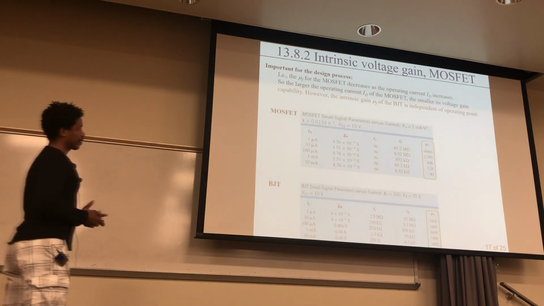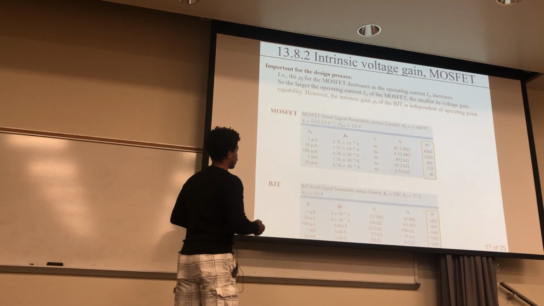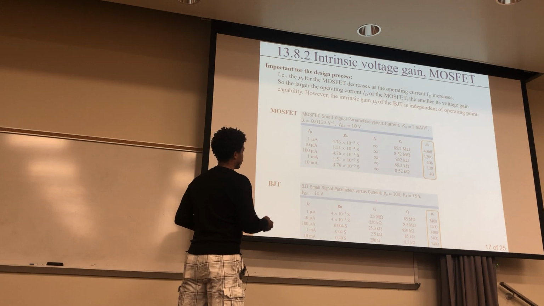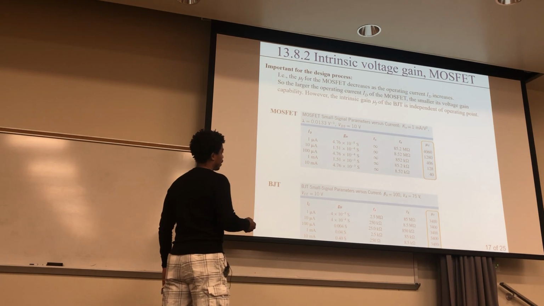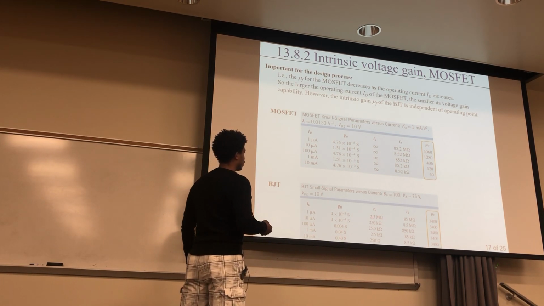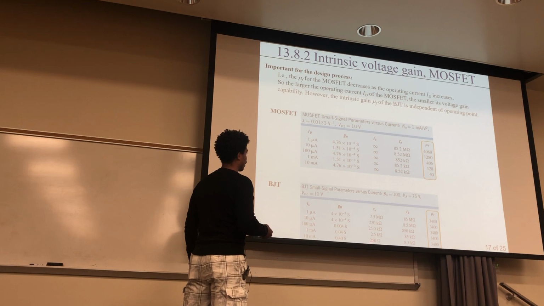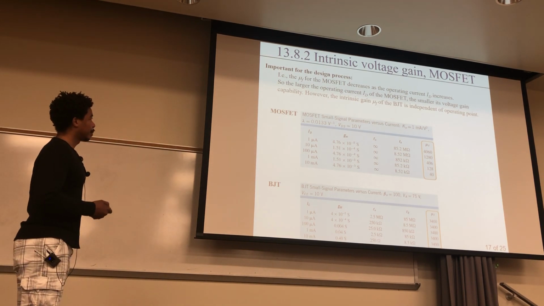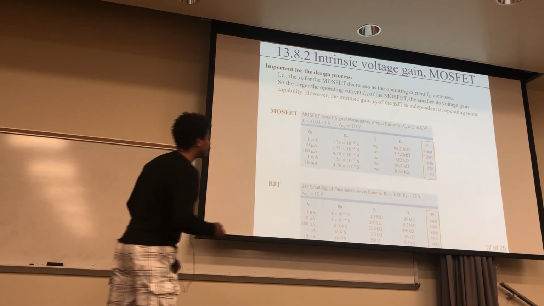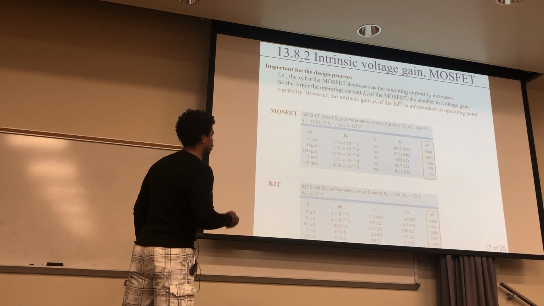Okay, another thing you want to keep in mind is this right here. Look at R pi. R pi is huge, always. Here it's kind of large, megaohms, but down to ohms right here, depending on your current coming in. And these values are pretty much similar right here.